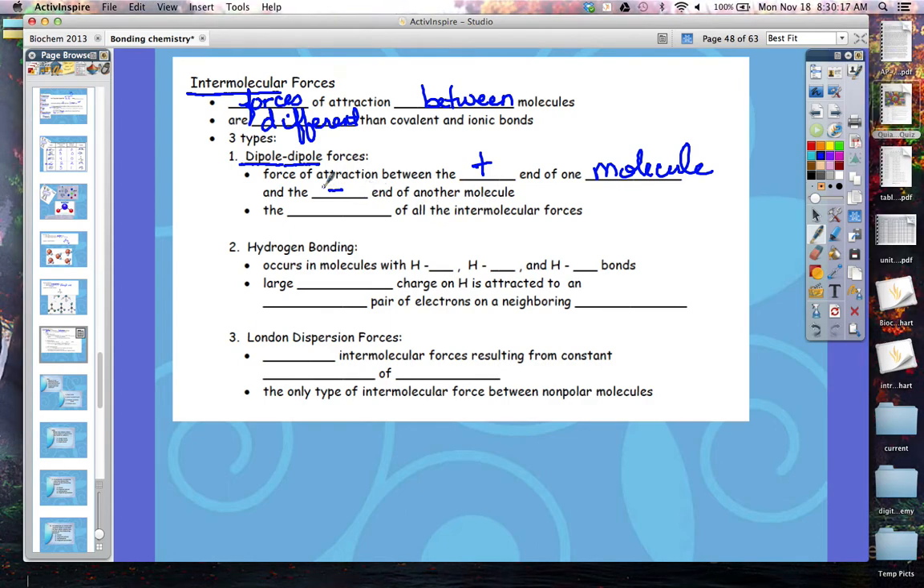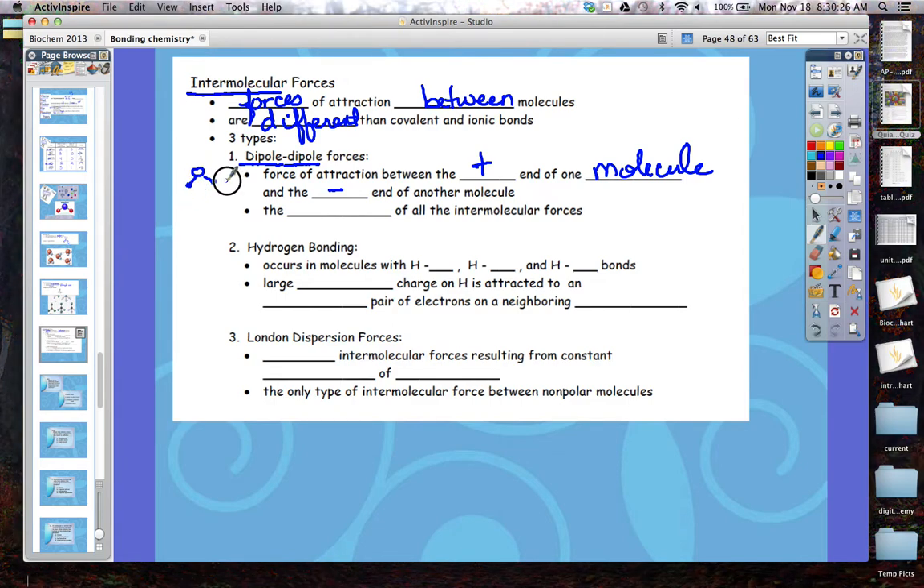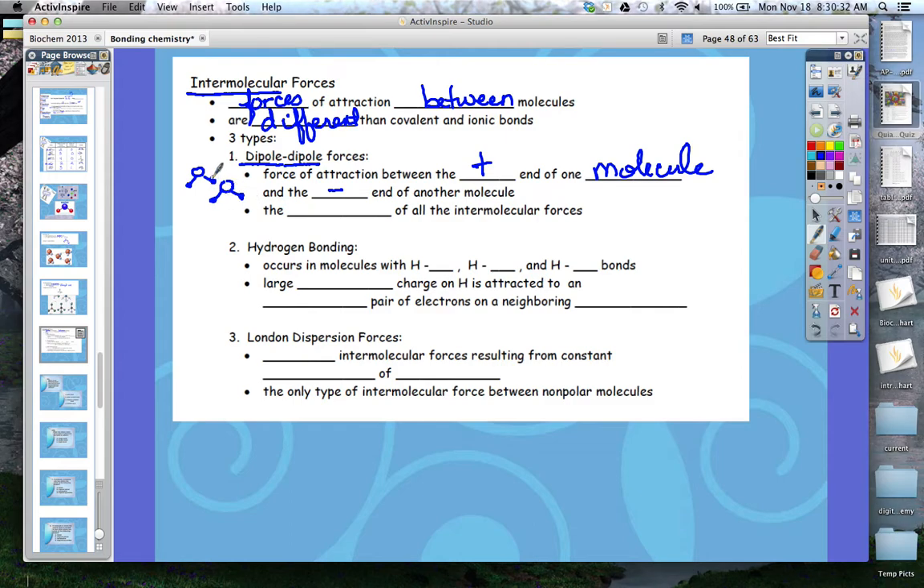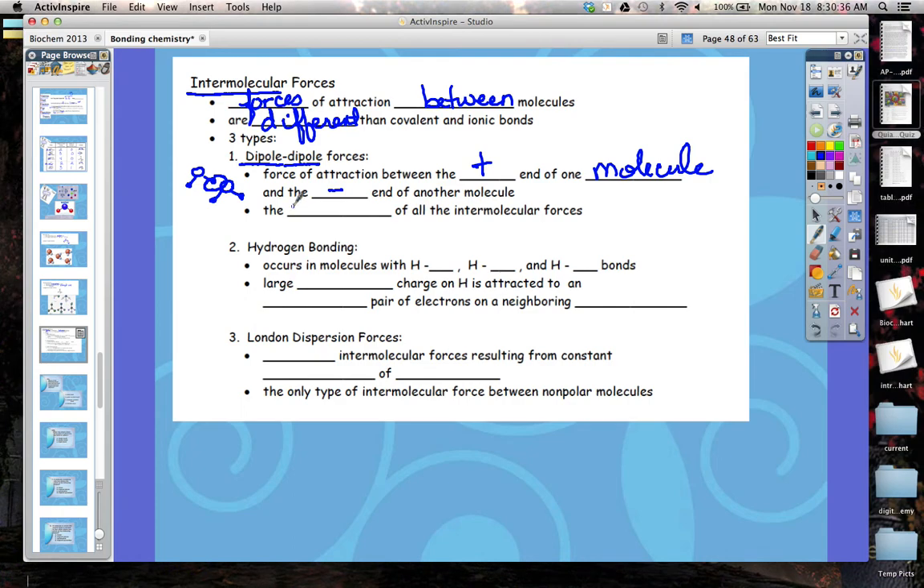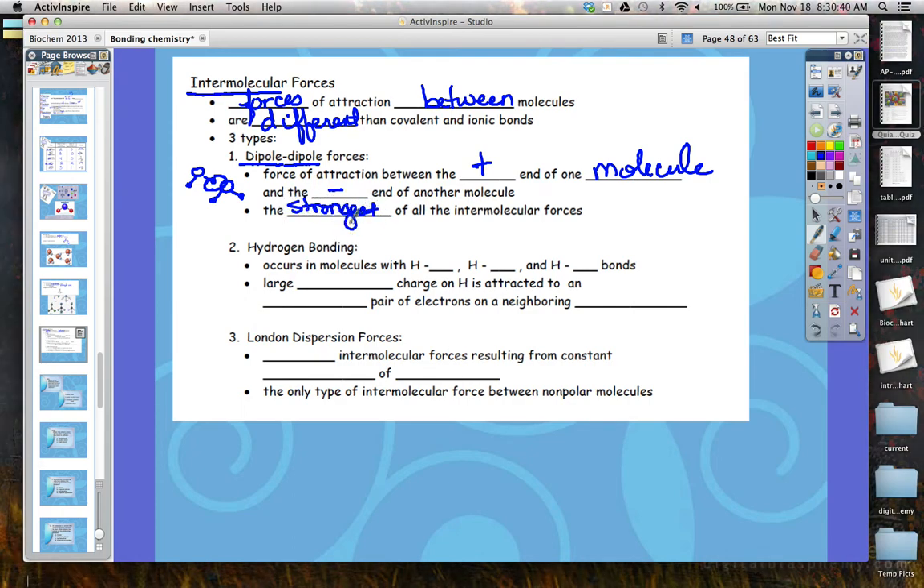So when we're talking about a dipole force, we're talking about the water molecule like this, and not the actual molecule itself, but the fact that this end is going to be attracted to the negative end of the oxygen. This is what we're talking about right here, that force between them. Okay, and this is the strongest of the intermolecular forces. So this is why water is polar. This is why water makes beads, pulls beads together.